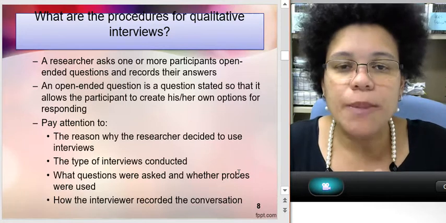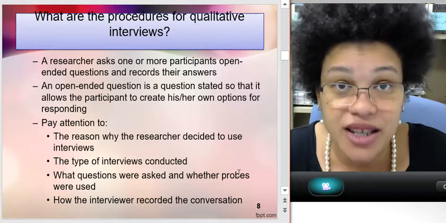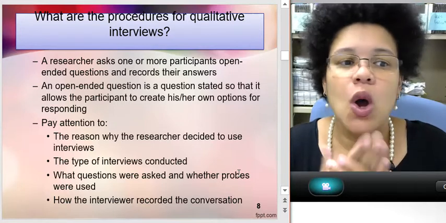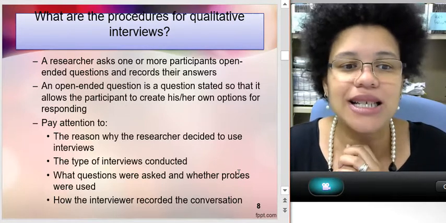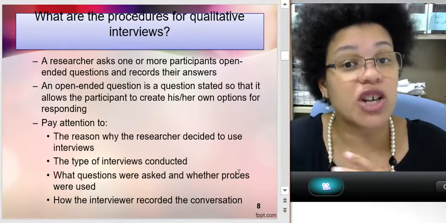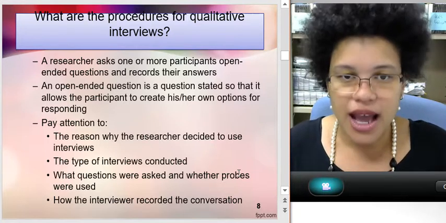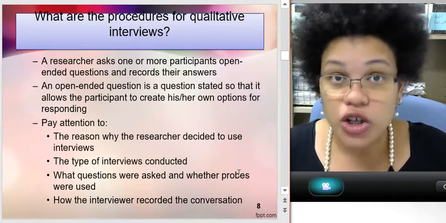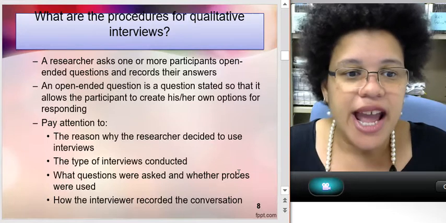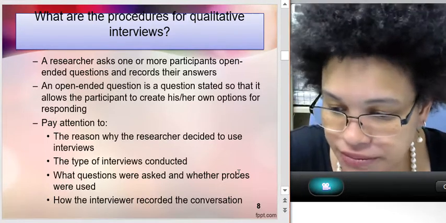You want to pay attention when you're reading studies to why the person used interviews, what type of interviews they conducted, what questions were asked, and often the specific questions are included in the actual article, I think usually at the end, and how the interviewer recorded the conversation.